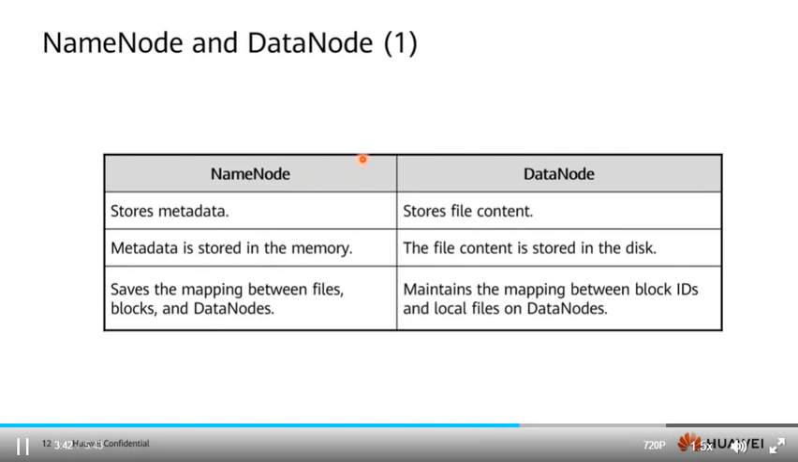Next, let's talk about the difference between name node and data node in more detail. Name node is used to store metadata in the memory. It saves the mapping between files, blocks, and data nodes. That means it records the location information of different file blocks on different data nodes. While data node is the worker node of HDFS, it stores data in the disk and maintains the mapping between block IDs and local files.